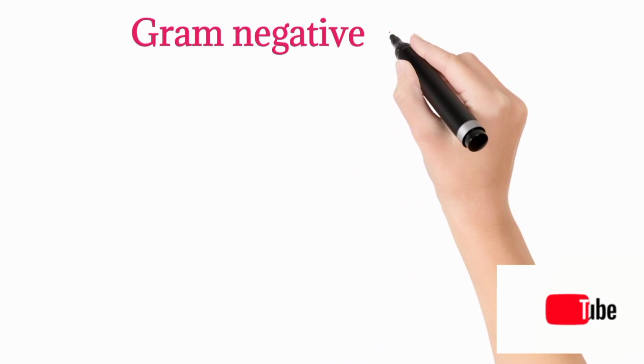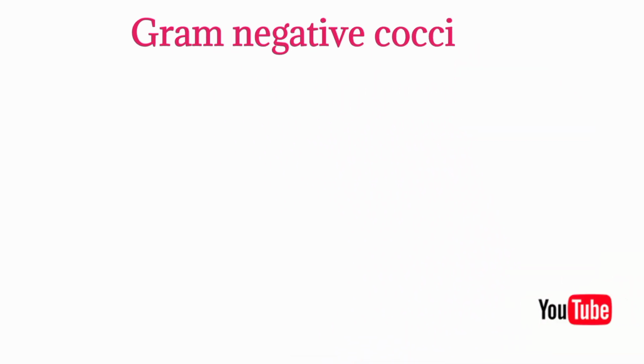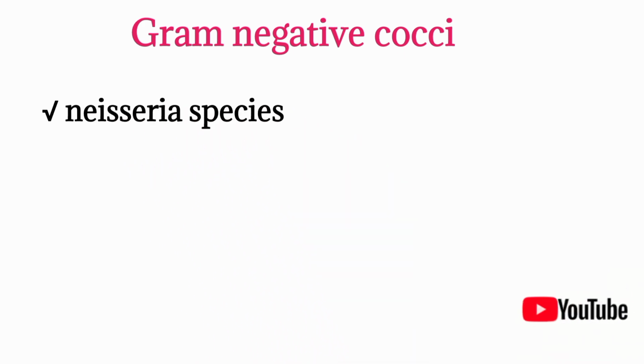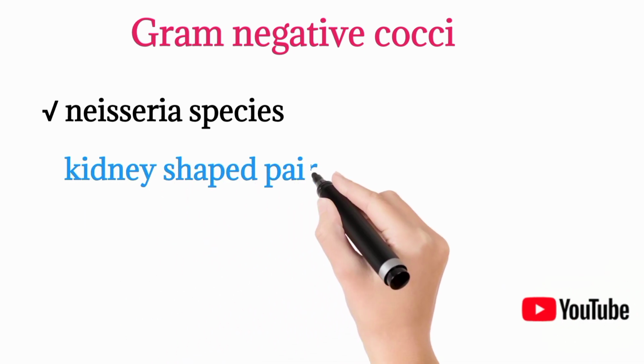So we have gram-negative cocci. Gram-negative cocci do not take the gram stain, which is a dye used in the gram staining procedure. We know that gram-positive cocci would take the gram stain, whereas gram-negative do not. An important organism included under the gram-negative cocci is Neisseria species.